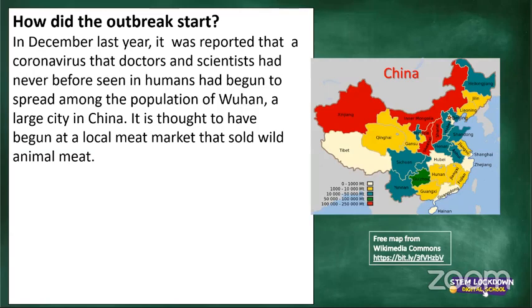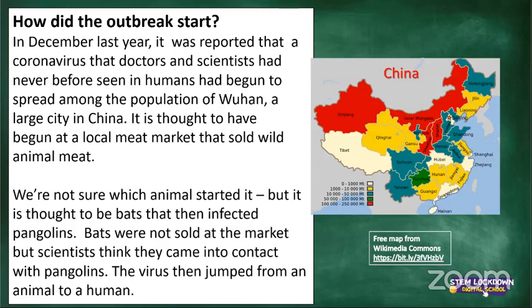We're not sure which animal started it, but it is thought to be bats that then infected pangolins. Bats were not sold at the market, but scientists think they came into contact with pangolins. The virus then jumped from an animal to a human. Now there's the map of China, and there's Hubei province, where the city of Wuhan is. So I got all this information from a website called National Geographic Kids. They've got a nice section there on the coronavirus.